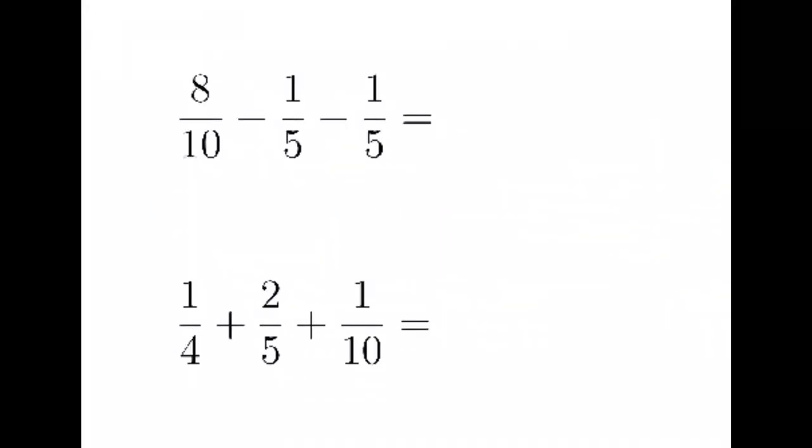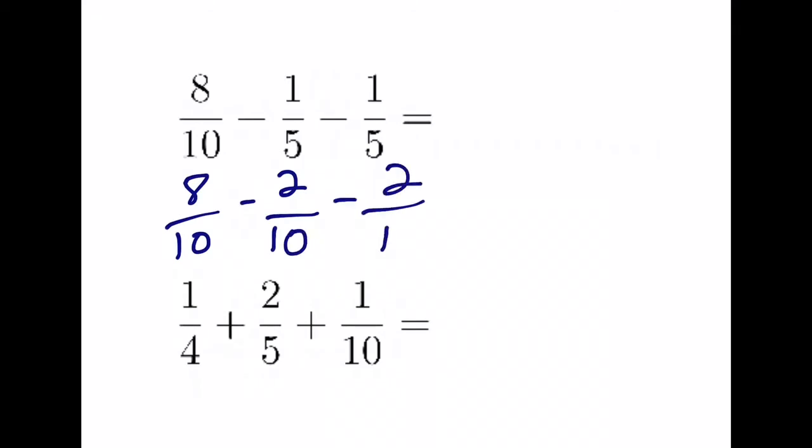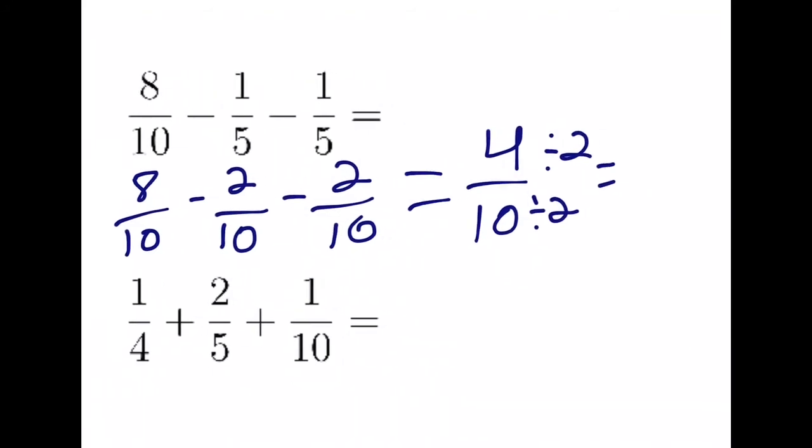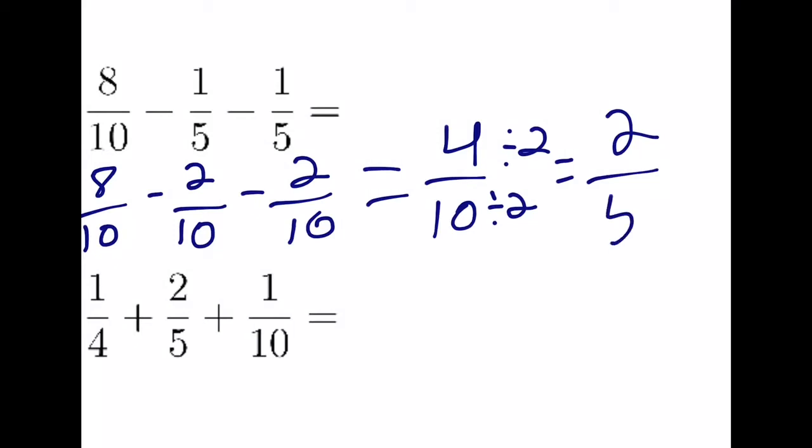The second problem here, I'm looking for the least common multiple between 10, 5, and 5, and that's just 10. So I can leave the first fraction as it is, 8/10, and then the next fraction I'm going to double. So the 1 becomes a 2, and the 5 becomes a 10. Same with the last. And I subtract straight across the top. 8 minus 2 is 6, minus 2 is 4 over 10. These are both even numbers, which is a pretty good clue that I can simplify this. This gives me 2/5. That's the final answer.